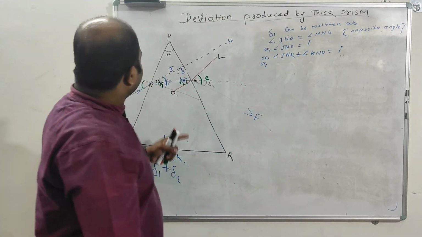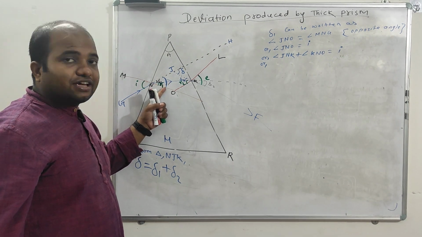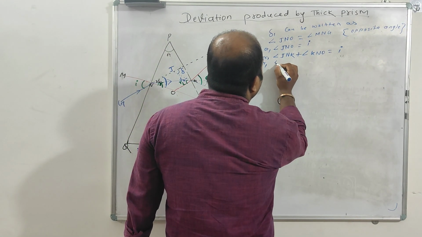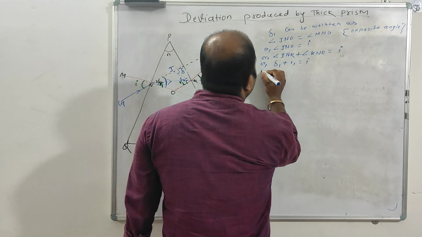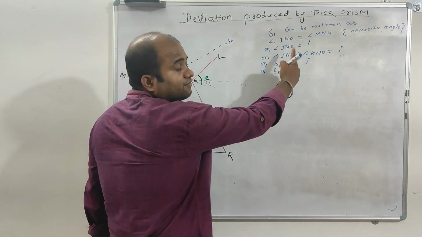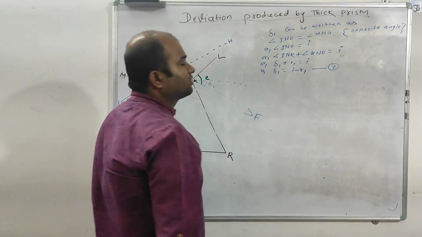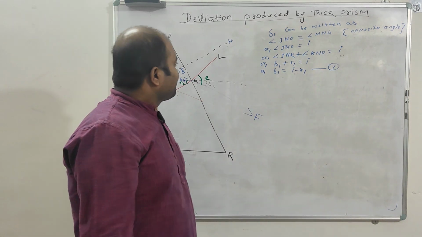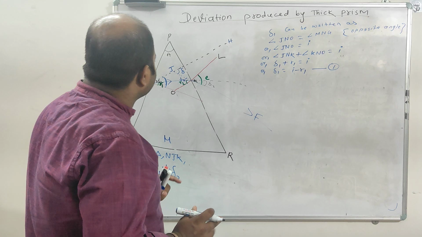So what is JNK now? JNK is del 1, and KNO is R1. So I can write del 1 plus R1 equal to I, or del 1 equal to I minus R1. This is equation 1. We got the value of del 1. It's so simple, right? Now similarly we have to do the same for the other one, same pattern, no confusion.